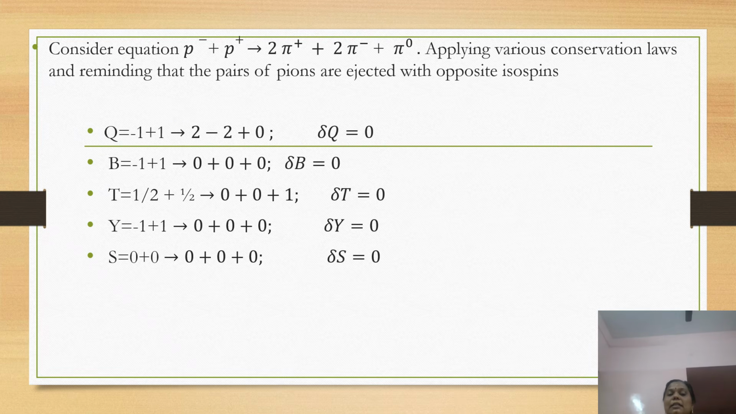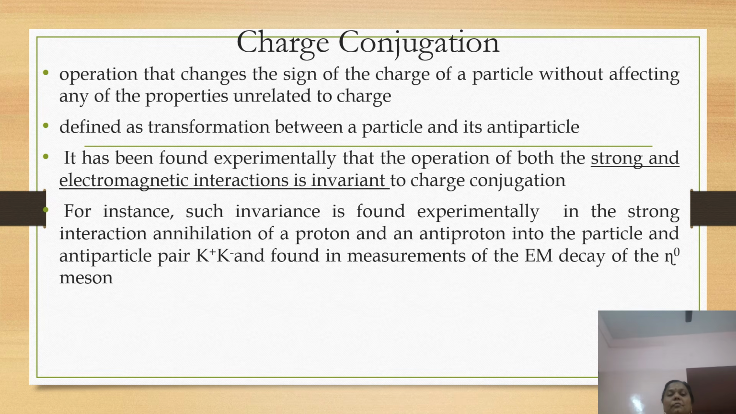You can also consider a reaction where two protons are involved that results in a pair of pi mesons. So we'll be able to verify the conservation of charge, baryon number, isospin, hypercharge and strangeness.